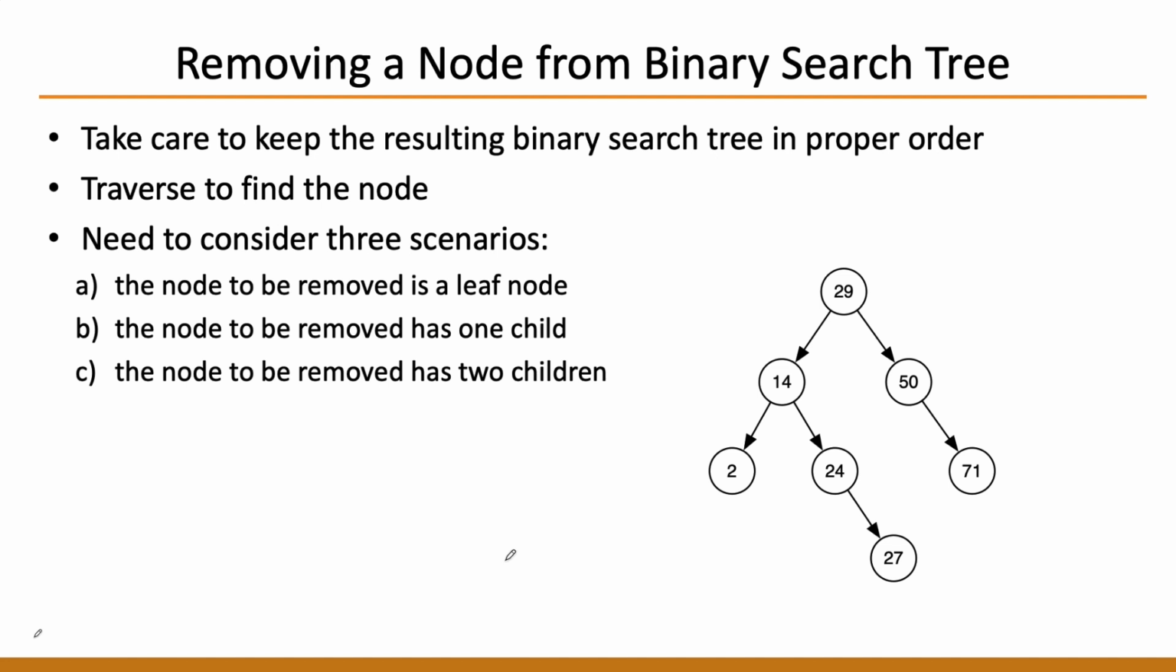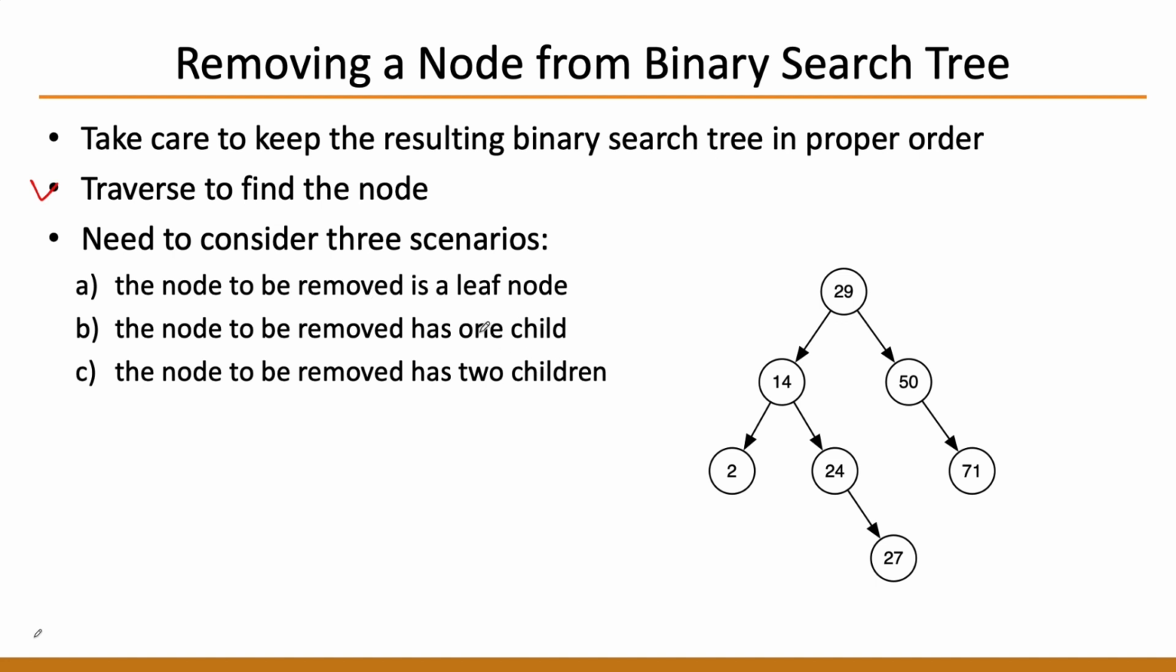So the first thing you do, when you are about to remove a node, is to identify where that node is. This is the second step: you have to traverse to find the node. Once you have identified that node, you have to check for one of the three different cases.